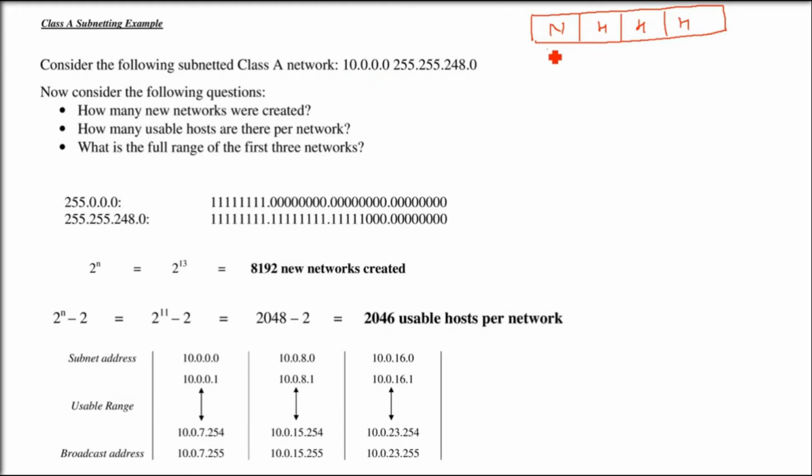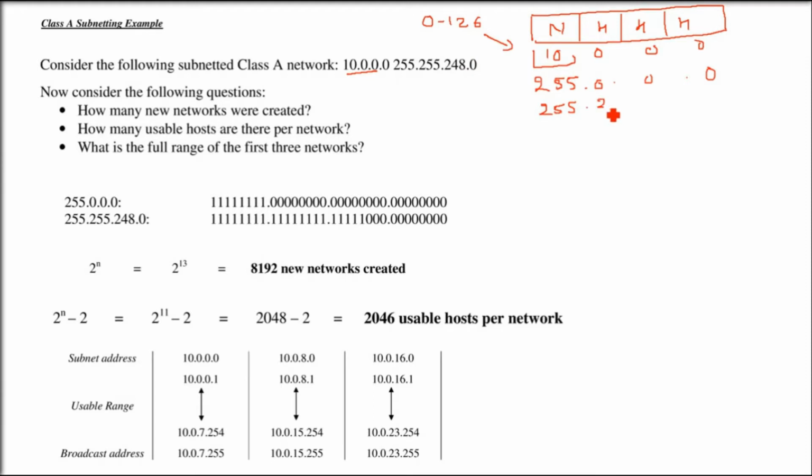Here, the question says 10.0.0.0 is the IP. The first octet for class A is always between 0 and 126, so this is in fact a class A. And what is the default subnet mask of class A? Because the subnet mask gives you the network, we take 255 as the default, and then 0.0.0. In the question, this is the IP, and the subnet mask is 255.255.248.0.